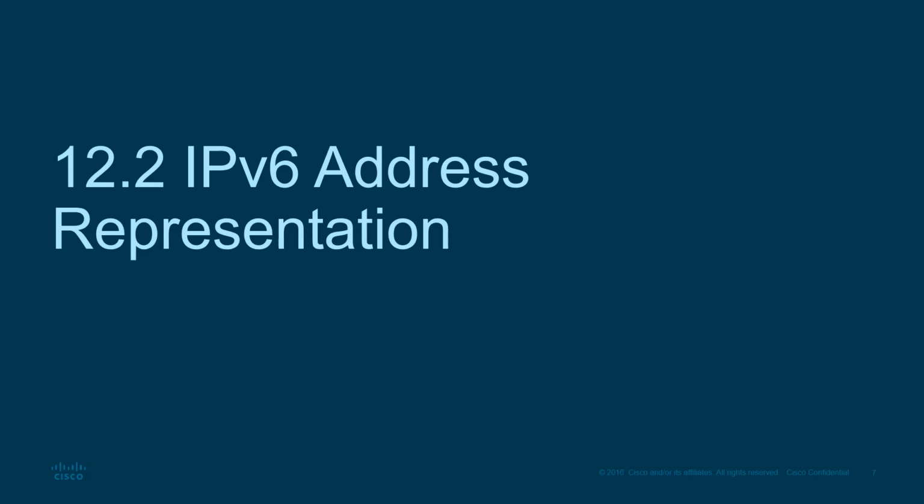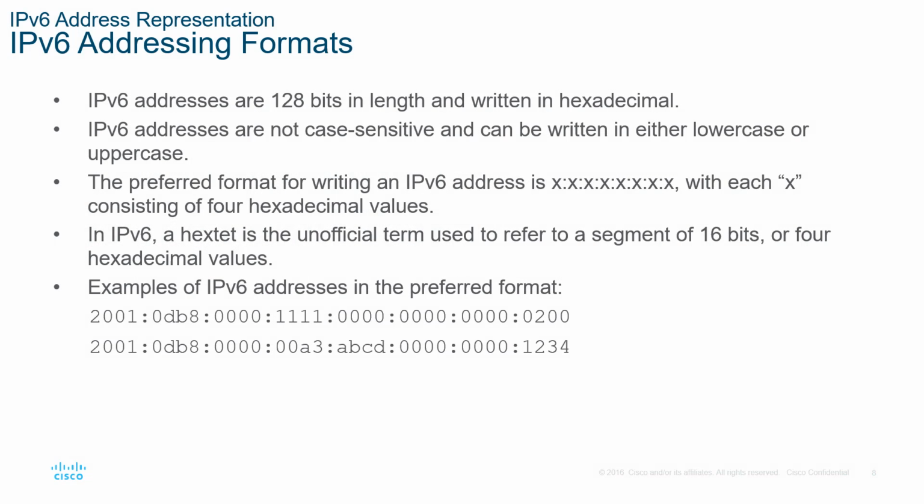So let's go ahead and let's talk about address representation. How do we represent 128 bits? We no longer do this in binary. We actually do this in hexadecimal. The IPv6 addresses are not case sensitive, so uppercase, lowercase doesn't matter. It's all the same. The preferred format for writing an IPv6 is there will be 8 groups of 4 characters separated by colons. This is called a hextet. And again, this is unofficial. 4 characters per hextet because each character is a base 16 number.